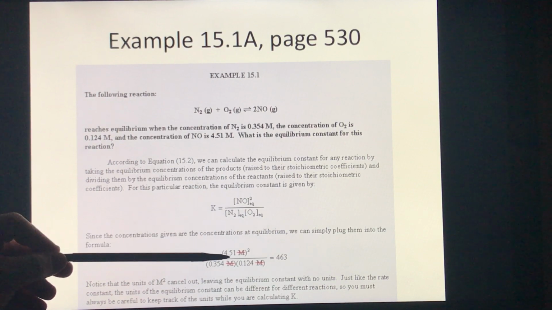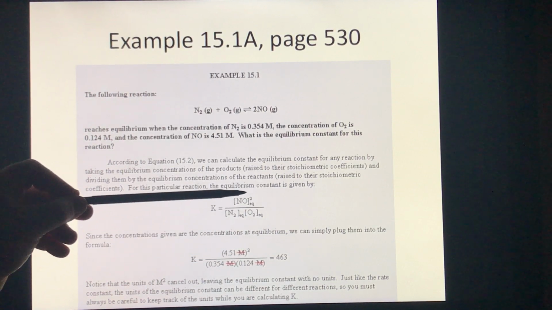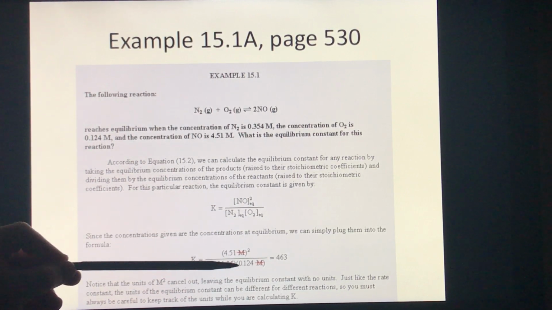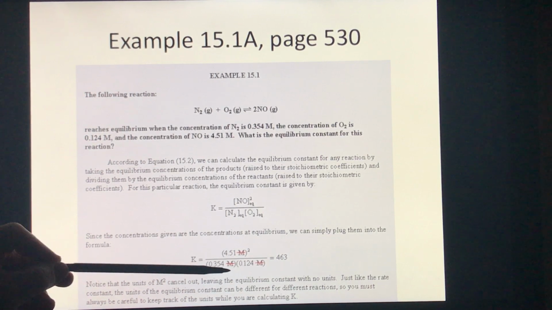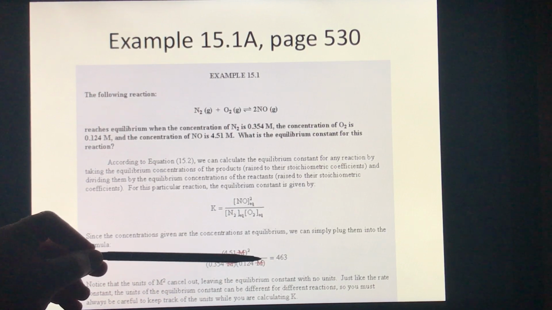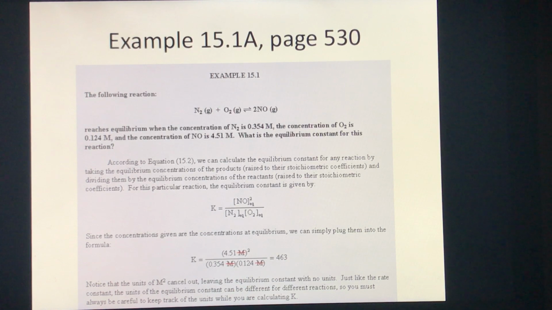Now, you do have to keep track of units. Since this is squared and this was molar, this would be M squared, and this is just molar and molar. These end up canceling out because you have M squared up here and then M times M, which is basically M squared on the bottom. So the units on this are actually sort of unitless. It is just 463. And the book points out that the value for K will have a variety of units, just as in the previous module, the lowercase k also had various units associated with it.